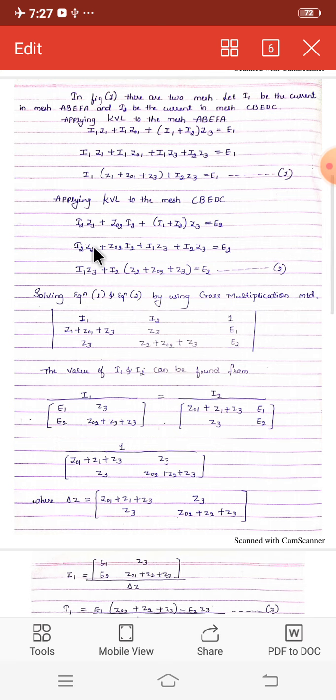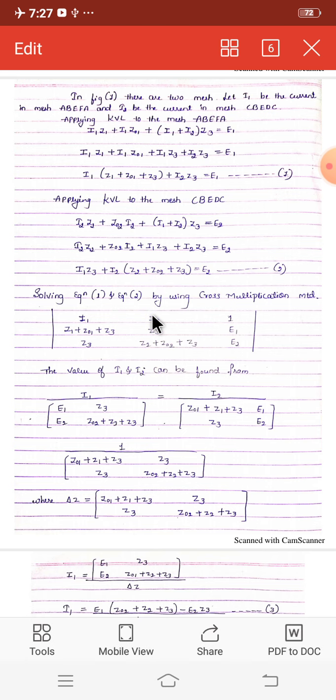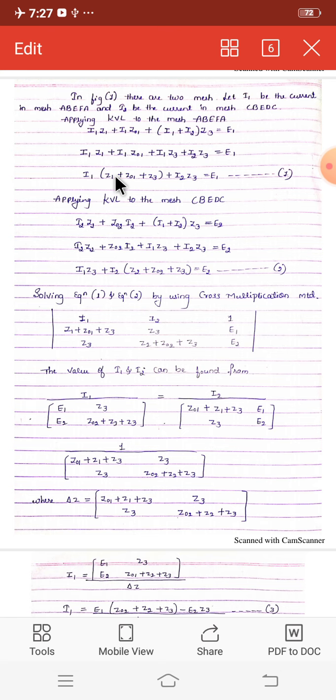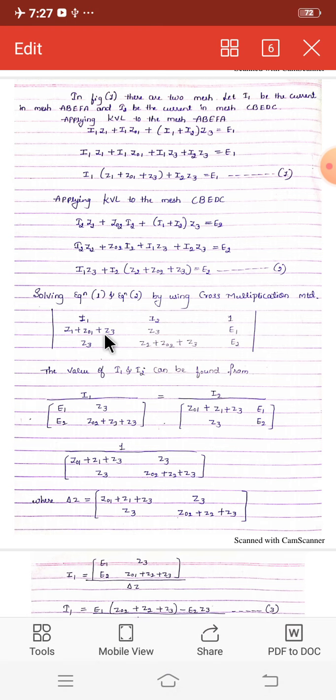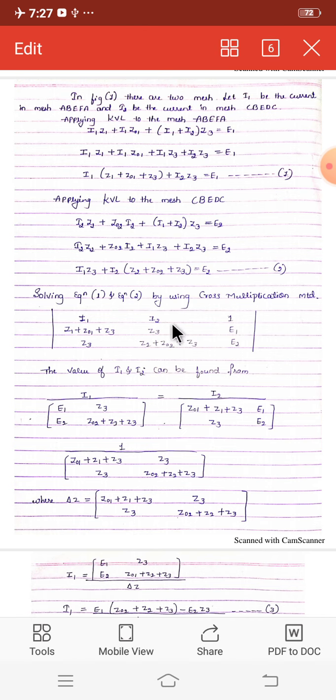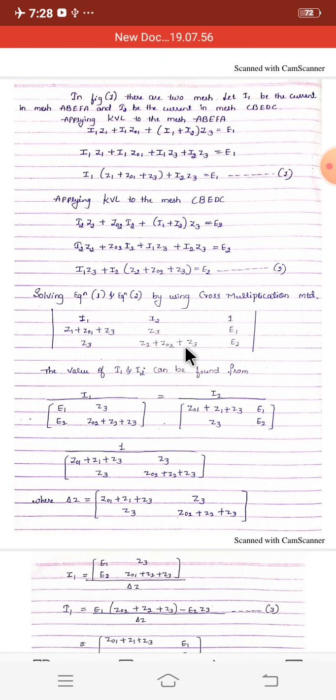See, here long terms are coming, so we have to solve this by using the matrix method. Here the I1 terms are Z1 plus Z01 plus Z3. Next I2, the next term is Z3. Here the I1 term means Z3. Next the I2 term is Z2 plus Z02 plus Z3.